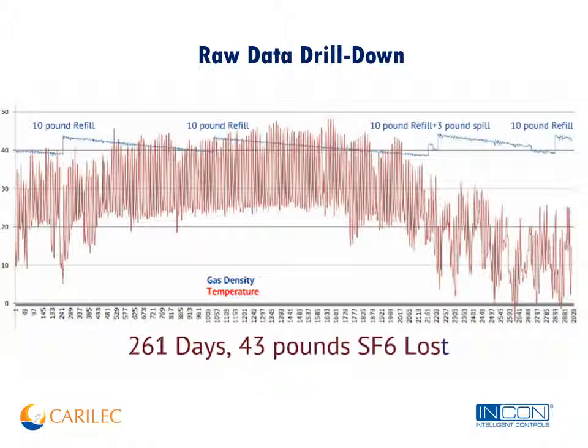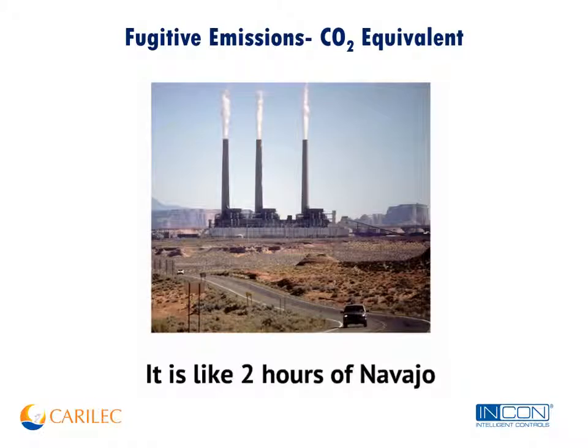So we calculate all these different refills where the density has been rapidly increased, and we calculate how much is put in for the lifetime of the breaker. In this case, in 261 days on this leaking breaker, 43 pounds of SF6 has been added. Said another way, that means 43 pounds of SF6 lost to the atmosphere. So what is it? Well, the CO2 equivalent is 2 hours of CO2 produced by this 1,000 megawatt coal plant.